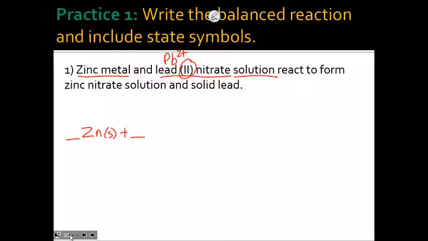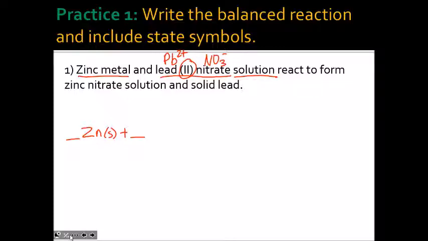Close. You're close. It's NO something. NO what? How many oxygens on the nitrate? NO3. Very good. What's the charge of nitrate? -1. Very good. Now that we know both the cation and the anion, we can figure out our formula. Now remember, the charges have to add up to 0. So lead has a +2, the nitrate has a -1.